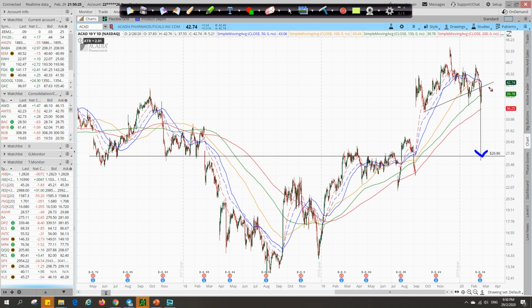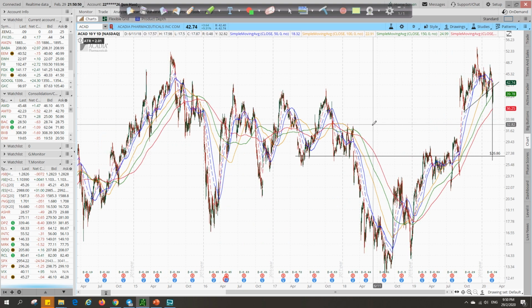And for stop loss, perhaps we could put it somewhere above all the current moving averages, which will now be acting as resistance. So somewhere perhaps here, or if you want to be even more conservative, you can place it at the top of the most recent high. So this is one way how you can trade head and shoulder reversal patterns.